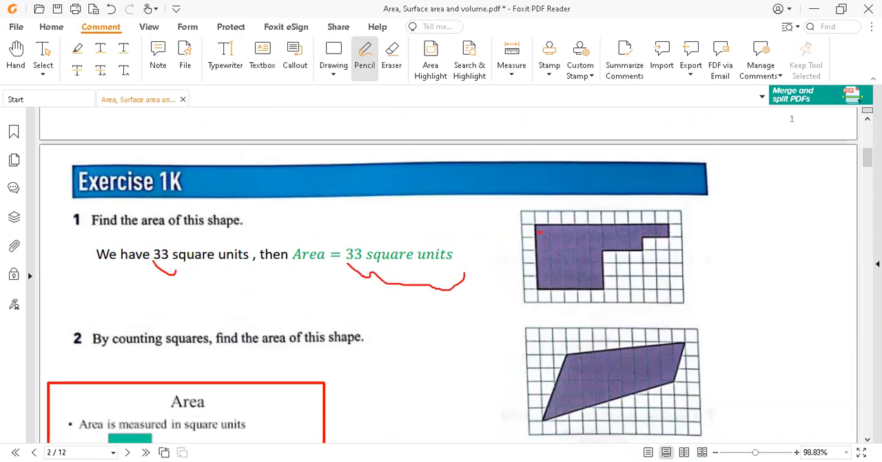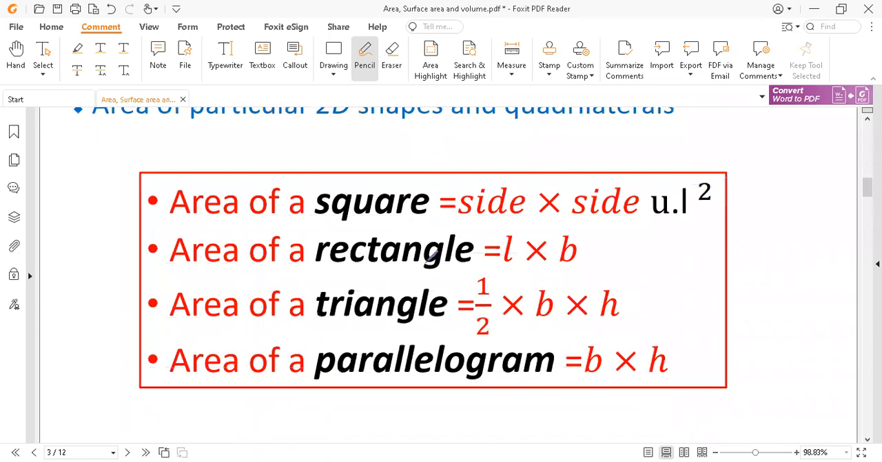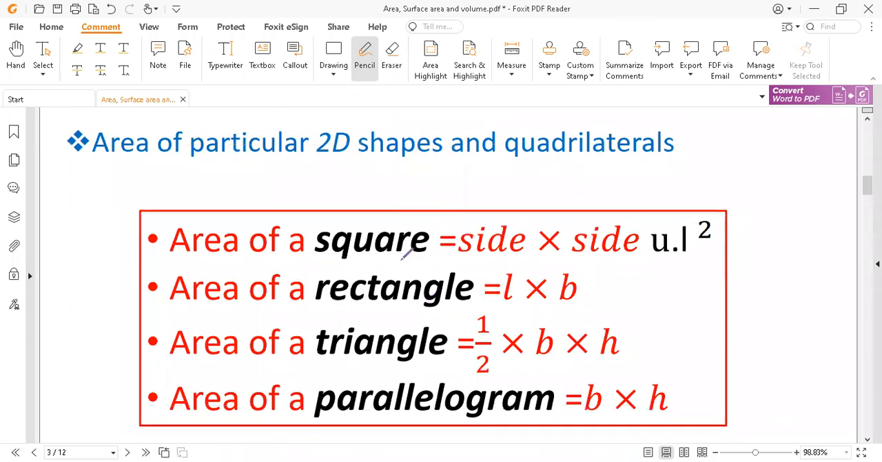We know this square is 1 by 1, because the area of a square equals side by side. 1 by 1 equals 1, so each small square has an area equal to 1. So we add 1 plus 1 plus 1, 33 times, to obtain the area of this purple shape equal to 33 square units.